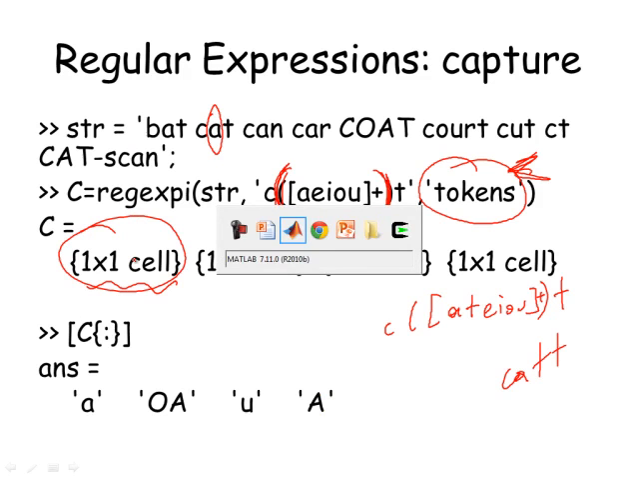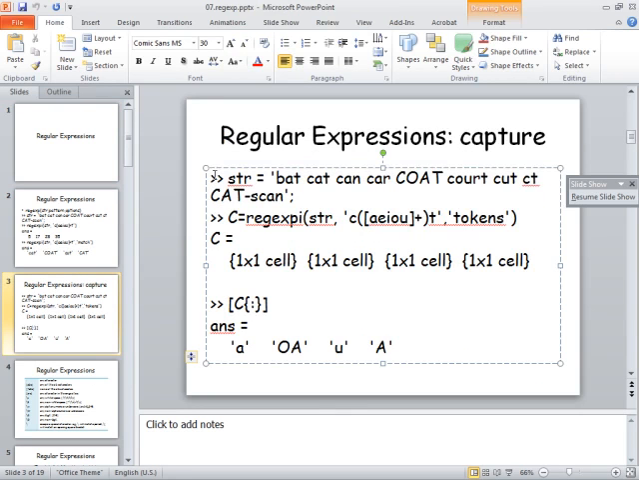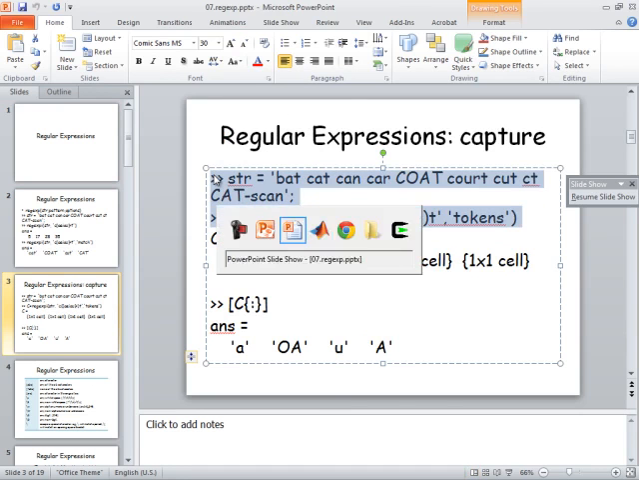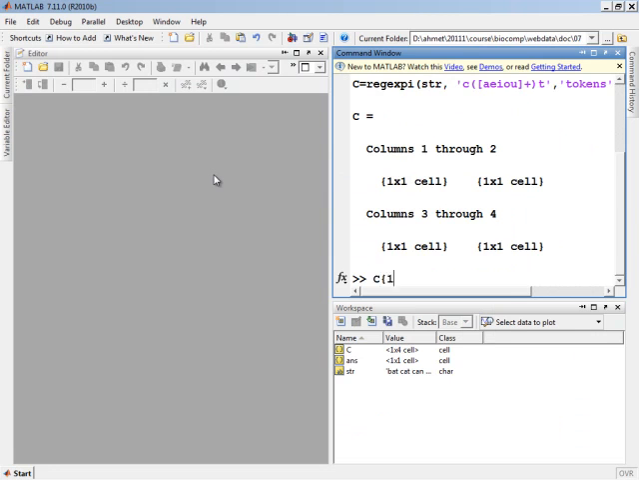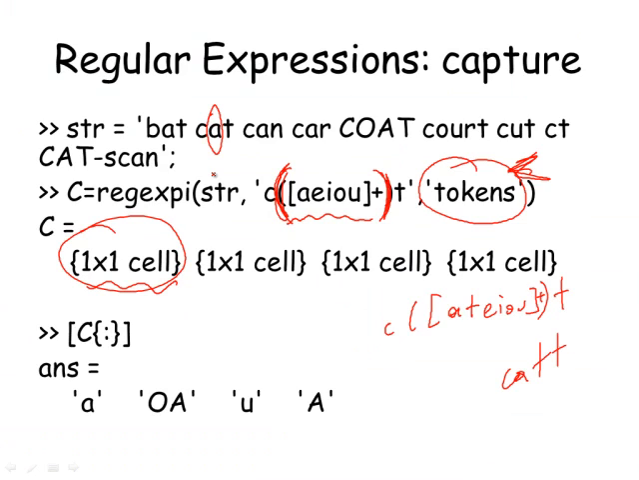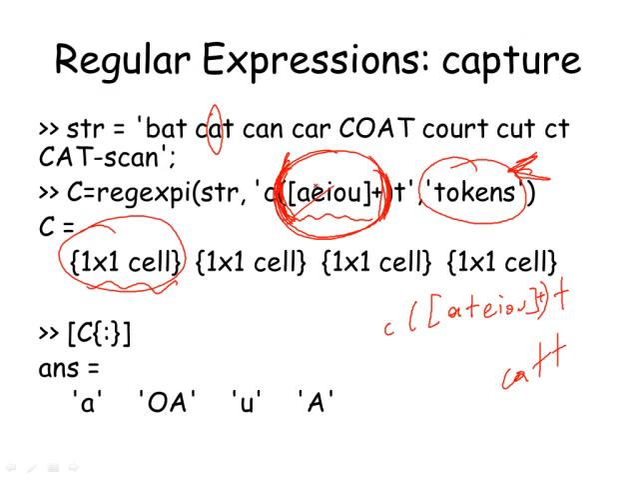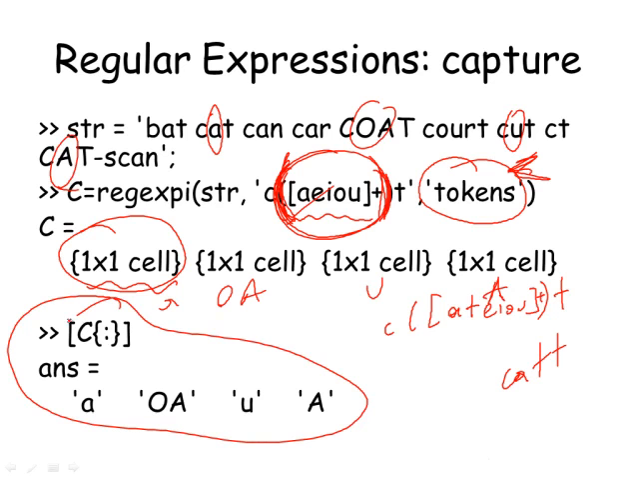Let's actually write this in MATLAB. There you go. Captures. Copy, paste. And then let's look at C1. It contains only A. C2 contains OA. So what I did by capture, the function only returns the parts that match what's inside the parentheses. Okay, and that's A, U, and then the capital A. All right.